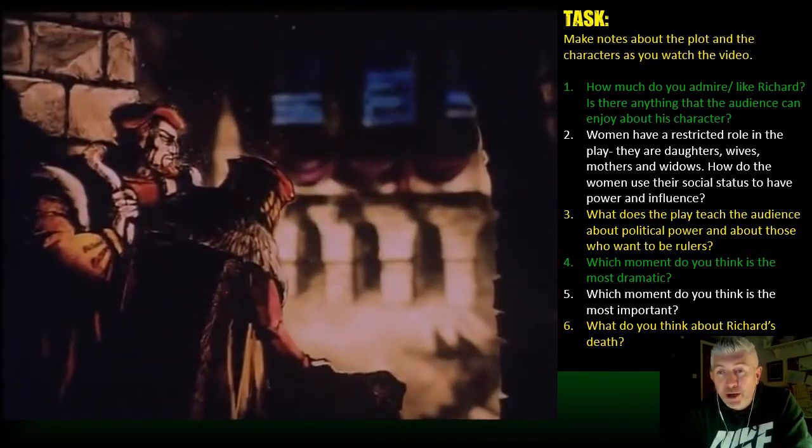Now, the Duke of Buckingham is an absolutely vital character in this story. He does a lot of the planning with Richard. He and Richard work together and support each other in helping Richard get to become king.